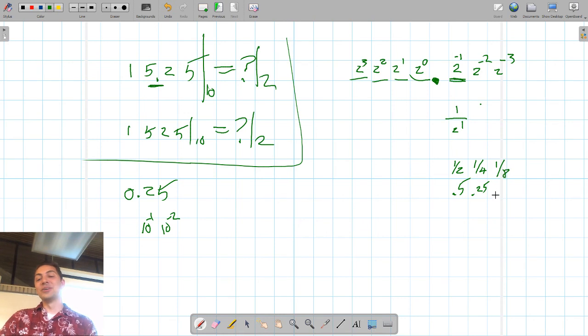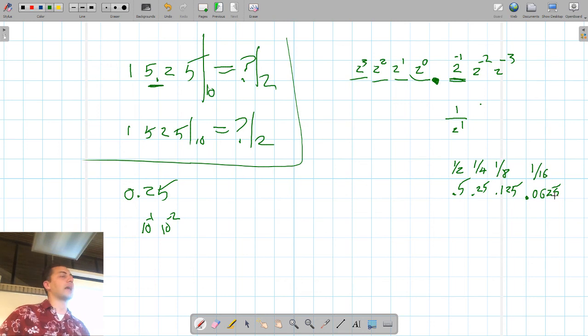1 over 8, which is 0.125. It's half of 25. Half of 25 is 12.5, so 0.125. Half of 12.5 is 0.625. All right. I begin to lose it at this point in terms of being able to do it in my head, but the process is the same.